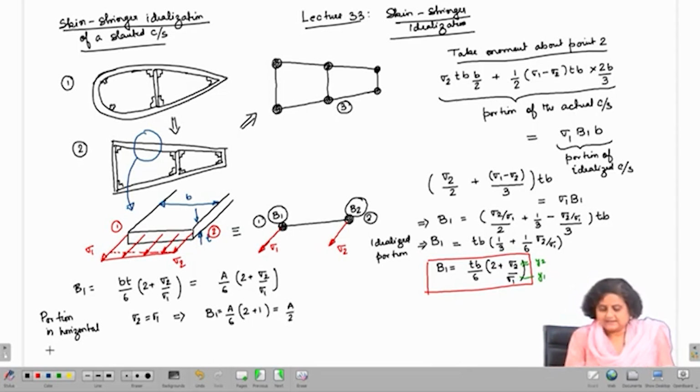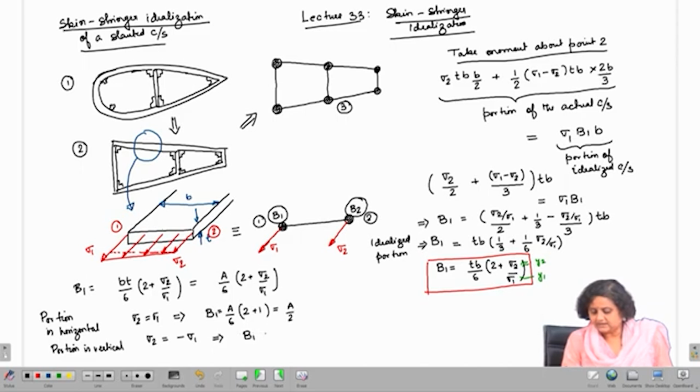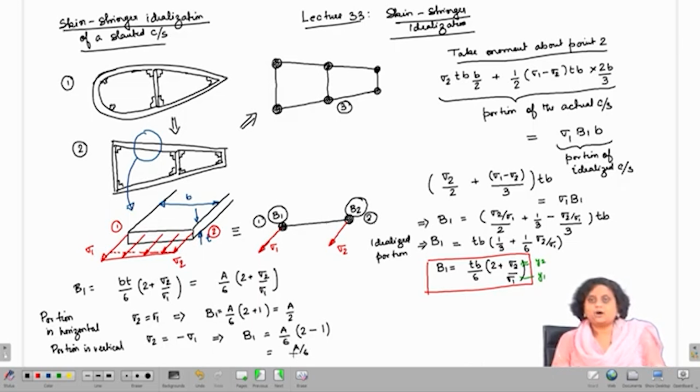Now, let us see if the portion is vertical. If the portion is vertical, then I know that sigma 2 is going to be minus sigma 1, which is going to imply that B1 is going to be A by 6 (2 minus 1). So, which is going to give us A by 6. So, this is going to be the 1/6 rule of the vertical wave.